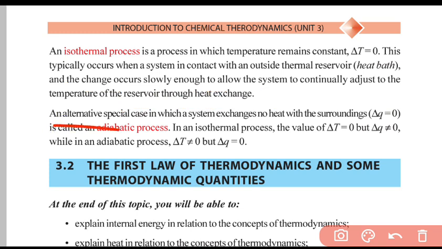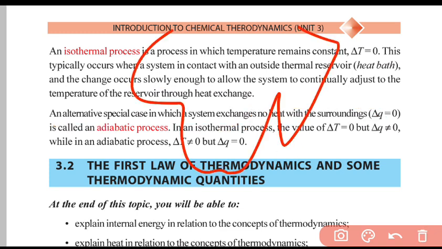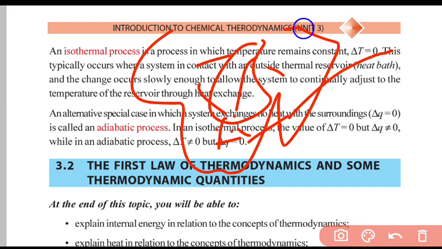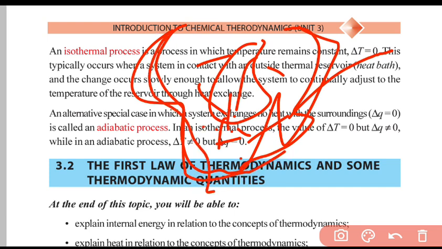The alternative special case is the exchange of no heat with the surroundings. The system is the internal part, and the surrounding is what bounds that system.